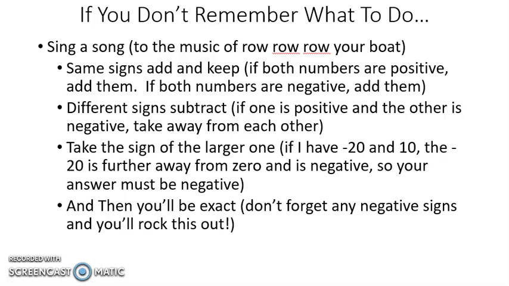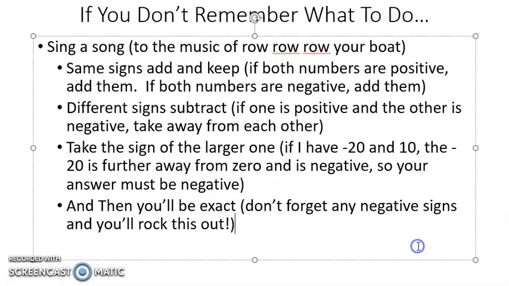Different sign, subtract. It means one of the numbers you're adding is positive, the other number is negative. You're going to subtract them, take away from each other's. Take the sign of the larger one means the bigger one wins. If you have a negative 20 and a 10, the negative 20 is further away from 0, so your answer has to be negative. And then you'll be exact. Make sure you check your answers, and you'll totally have this.